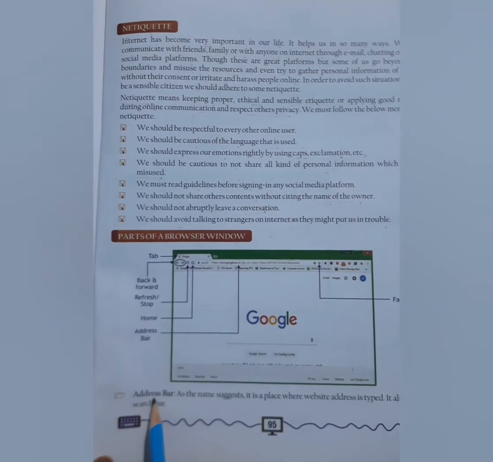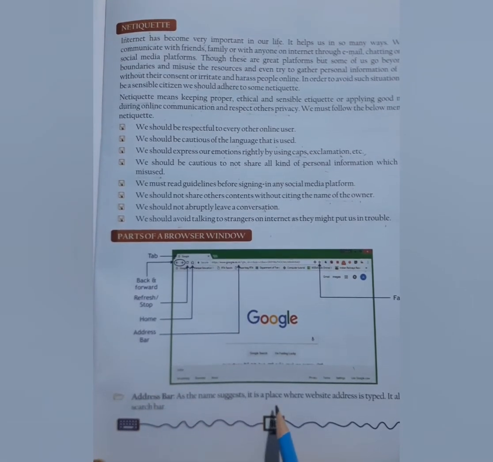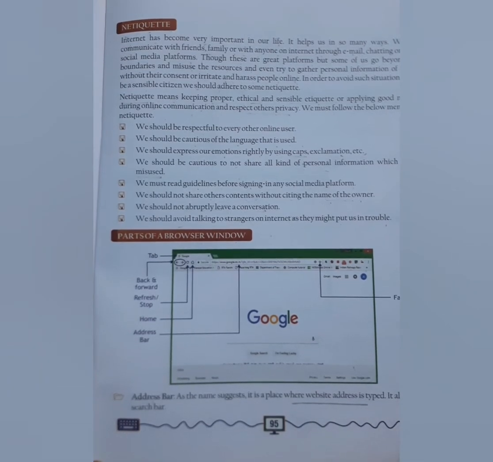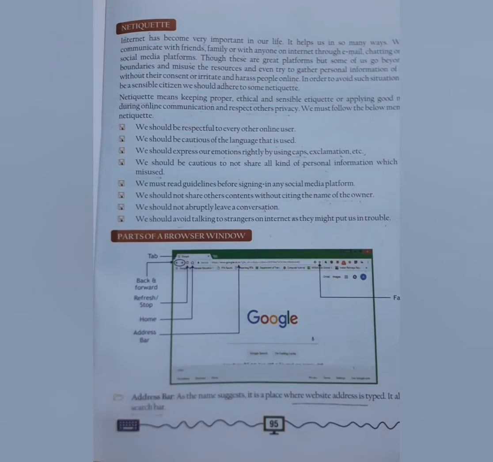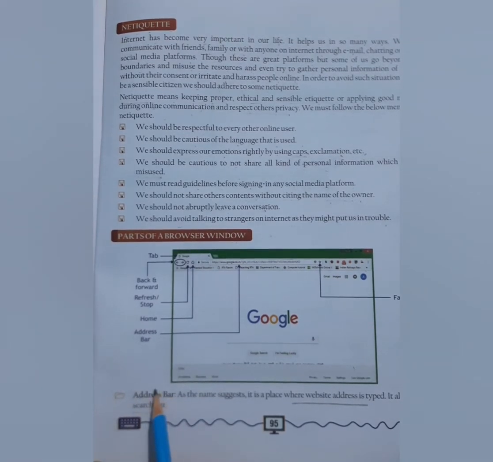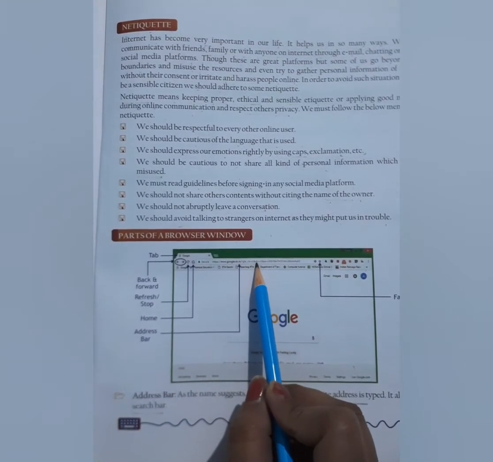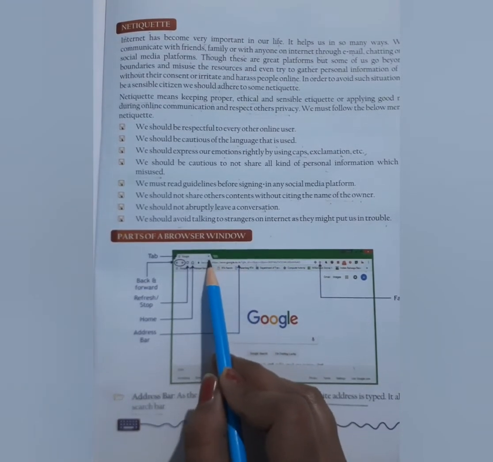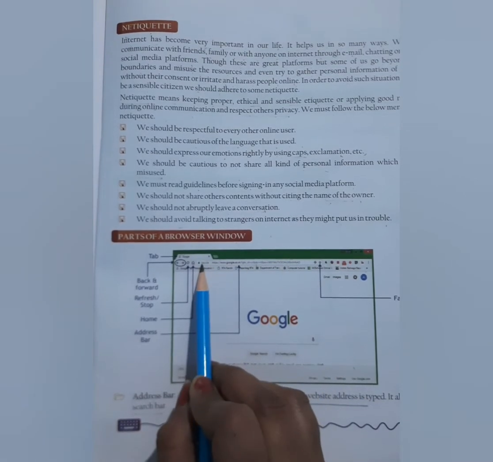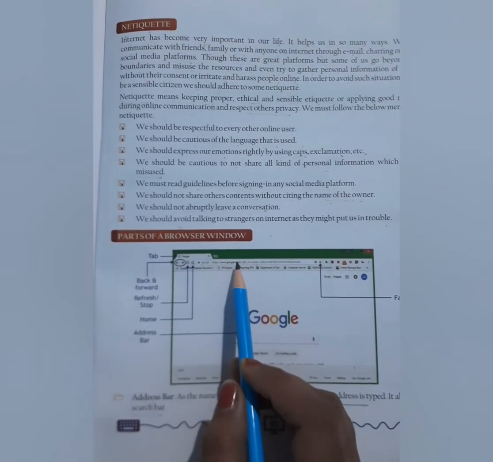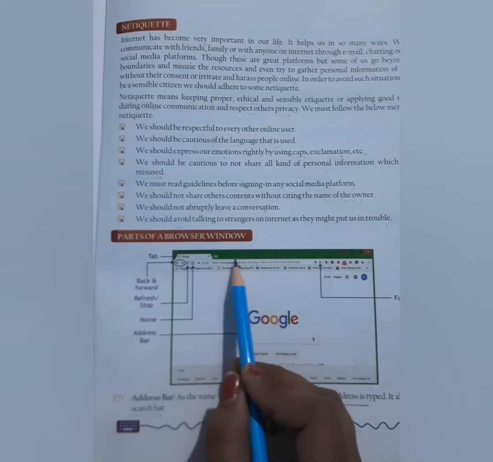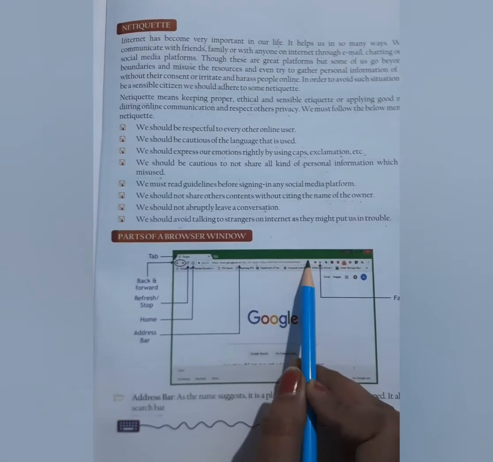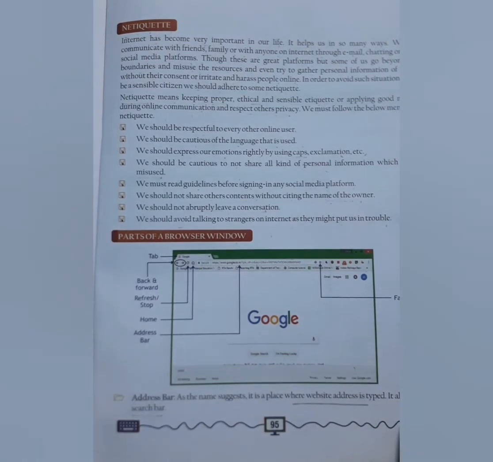First one is address bar. As the name suggests, it is a place where website address is typed. It also acts as a search bar. So children, you all know, in address bar we write the address of the website which we have to visit, or sometimes you can search for your answers also. If you have to find out any kind of information, you simply can type here also like a search bar, and then that will be processed accordingly.